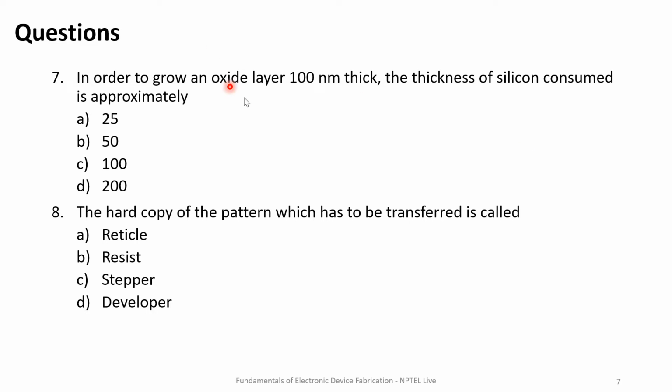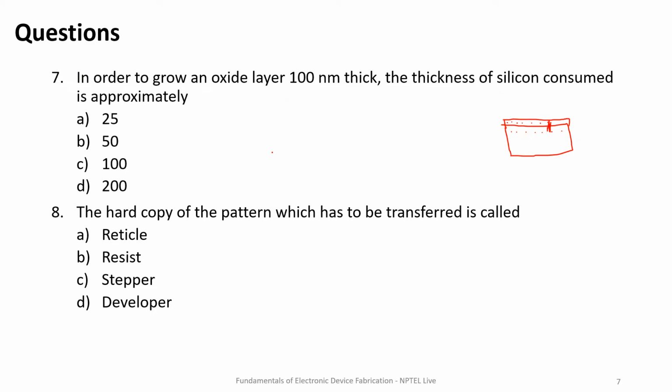So in order to grow an oxide layer that is 100 nanometers thick, the thickness of silicon consumed is approximately. This also was given in a particular equation. So using that equation, we know that whenever there is a substrate, there will be an oxide layer on top. So first we have a substrate like this, we have an oxide layer on top, and then we will be having an interface like this. Suppose this is the actual wafer. Initially the wafer was this much, and to form this much big an oxide, some amount of silicon was consumed. So that is what we are thinking of over here.